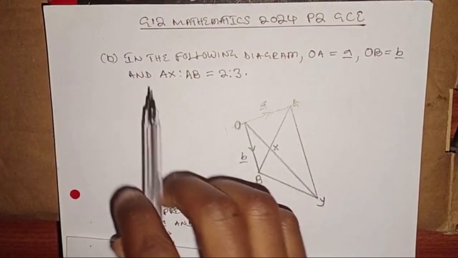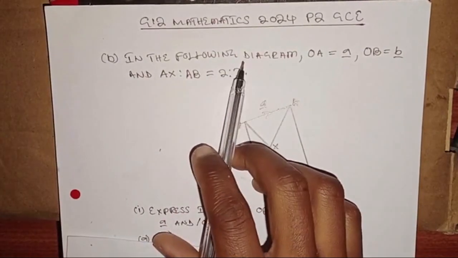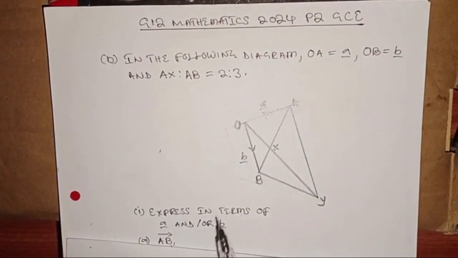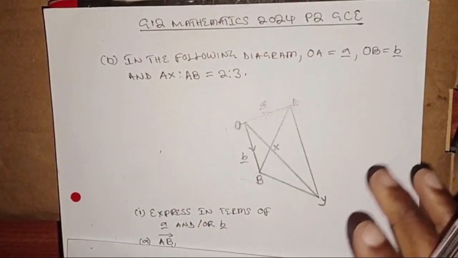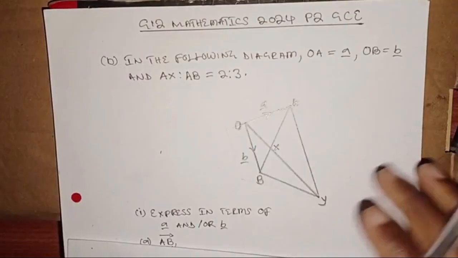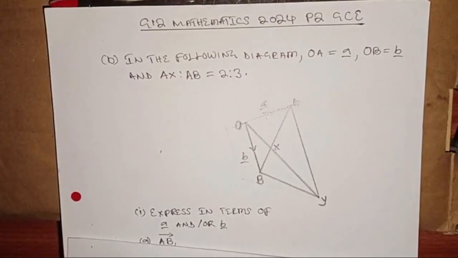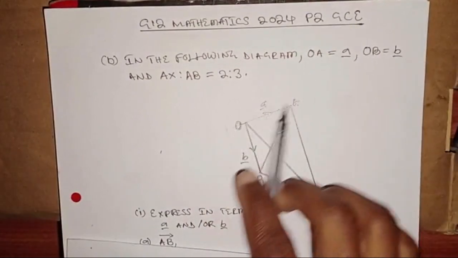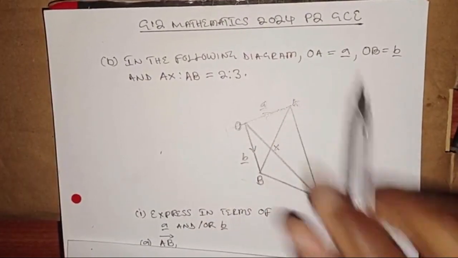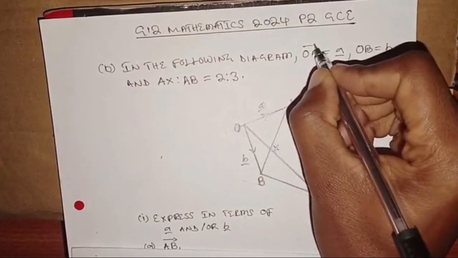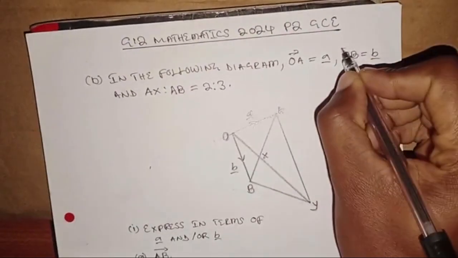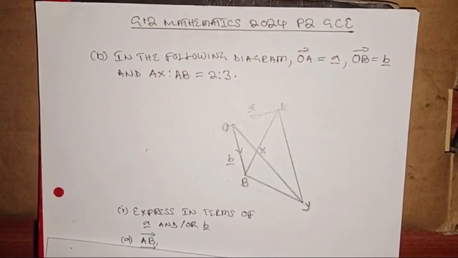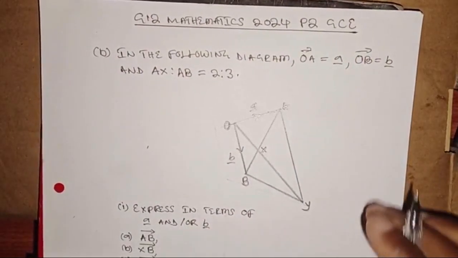The question says that in the following diagram, OA equals A. Okay, so these are unit vectors, these are free vectors and all that stuff. I'm not going to get into that. All you have to know is that OA equals that. I might have forgotten to add that these are vectors. It's very important to understand the direction. The direction is very important in vectors.